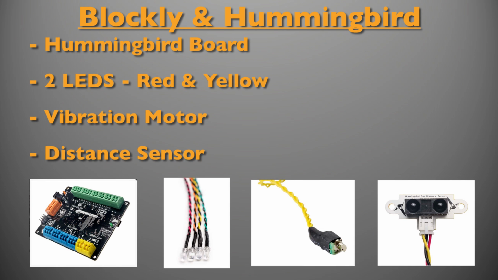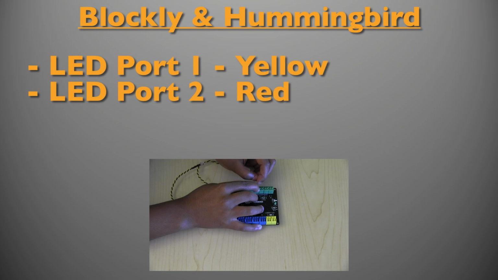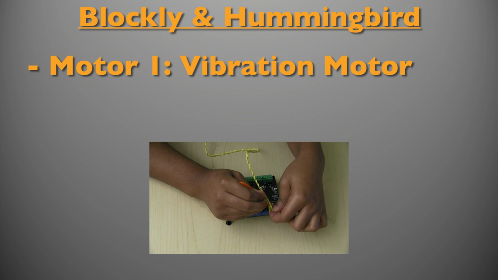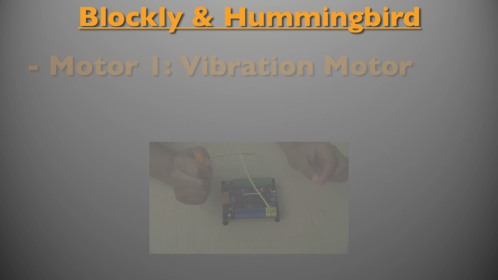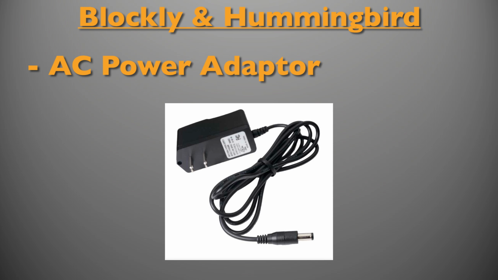For this program, you'll need your Hummingbird board, one red and one yellow LED, a vibration motor, and a distance sensor. Start by connecting the yellow LED to port 1 and the red LED to port 2. Next, connect the vibration motor to motor port 1. And then, connect the distance sensor to sensor port 1. You will need a little extra power for your motors, so remember to plug your Hummingbird into a wall socket using the power adapter.